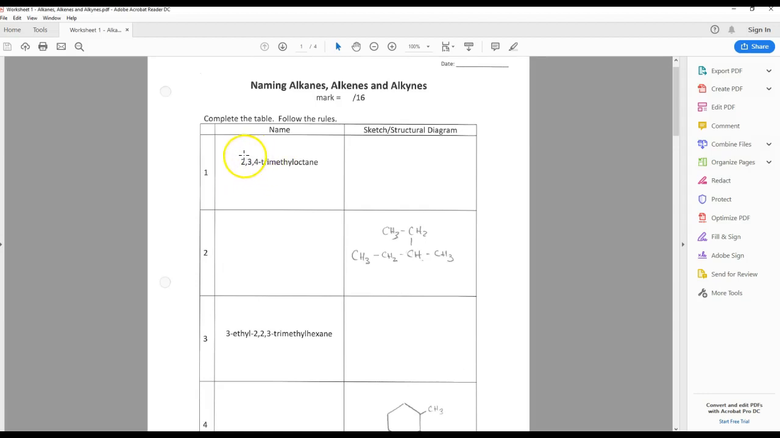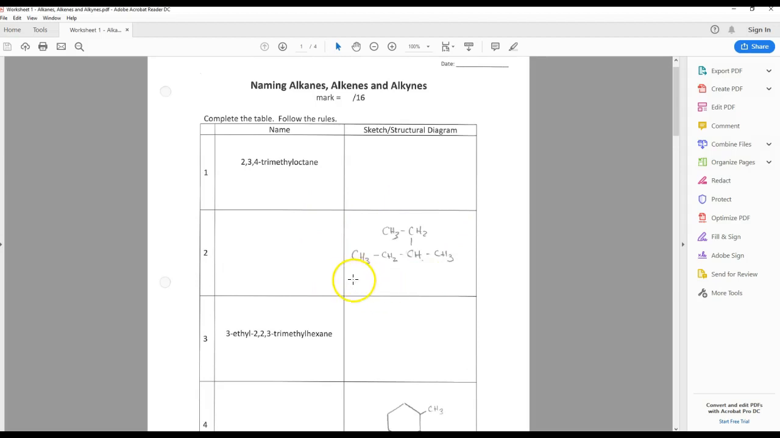Remembering these numbers refer to the number on the parent chain. The tri, in this case, tells me that we have 3 methyls. Where do I locate those methyls? I locate them on carbons 2, 3, and 4 in this octane that we're dealing with. Okay, same thing on these ones.